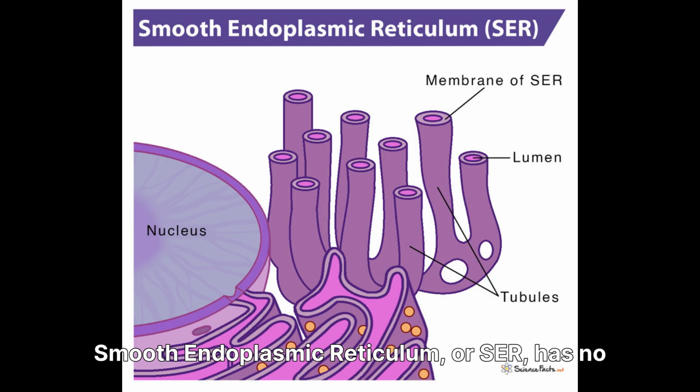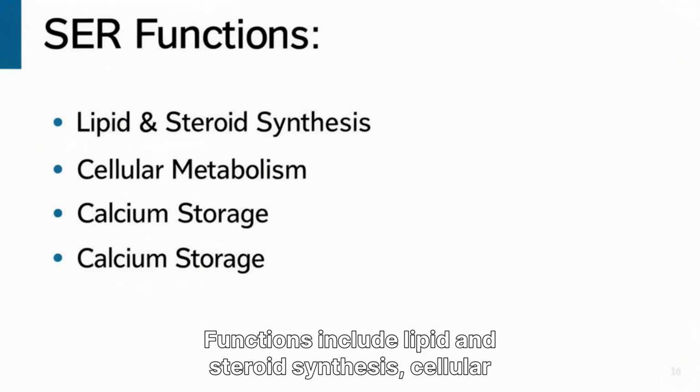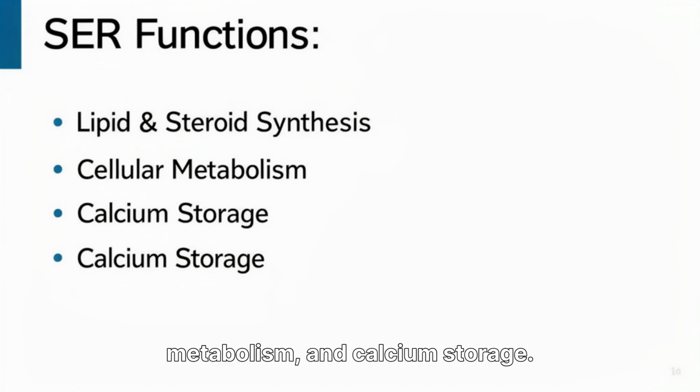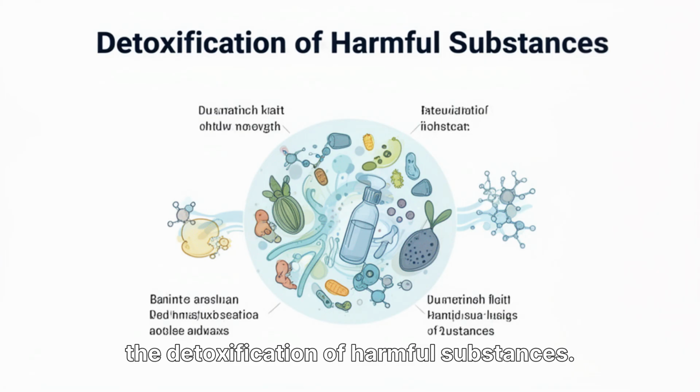Smooth endoplasmic reticulum, or SER, has no ribosomes. It's also called a granular or tubular ER. Functions include lipid and steroid synthesis, cellular metabolism, and calcium storage. It also plays a crucial role in the detoxification of harmful substances.